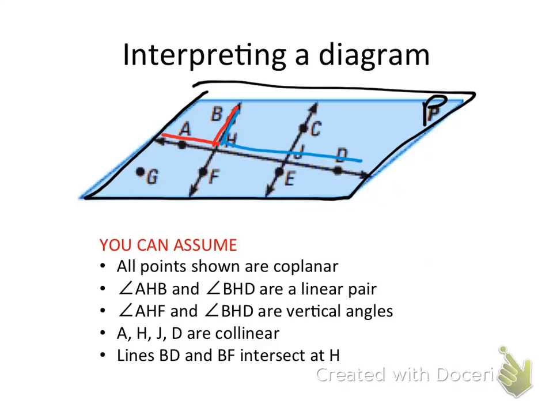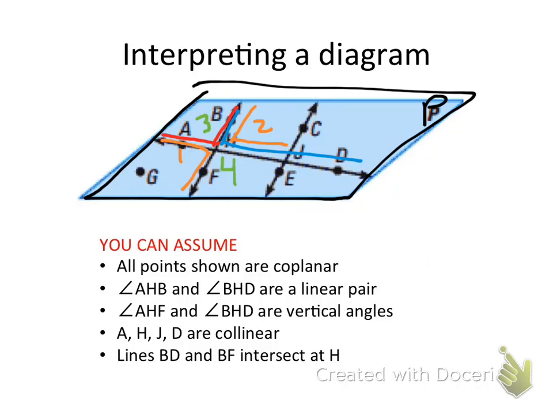That's this angle here, AHF. And angle BHD, back to this angle up here. Those are vertical angles because their sides are opposite rays. When two lines intersect, they make a pair of vertical angles. So we can say that angles 1 and 2 are vertical angles, and they also make a second pair of vertical angles, which you can see are 3 and 4.